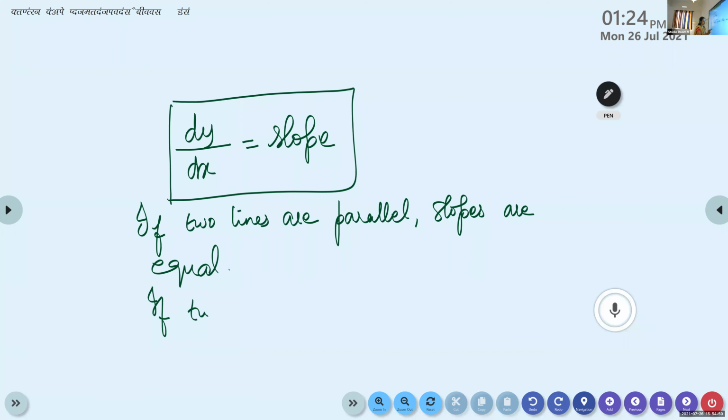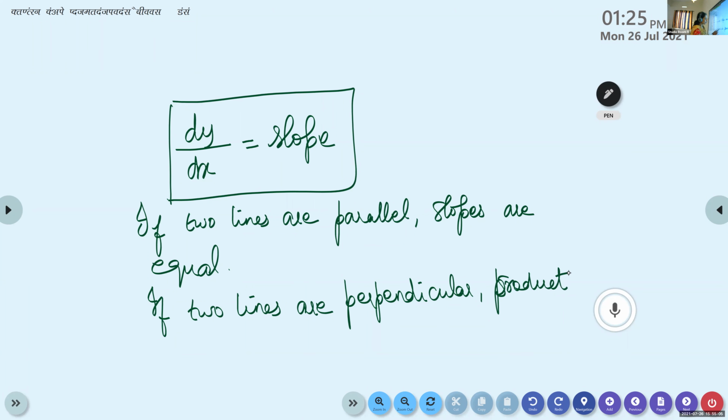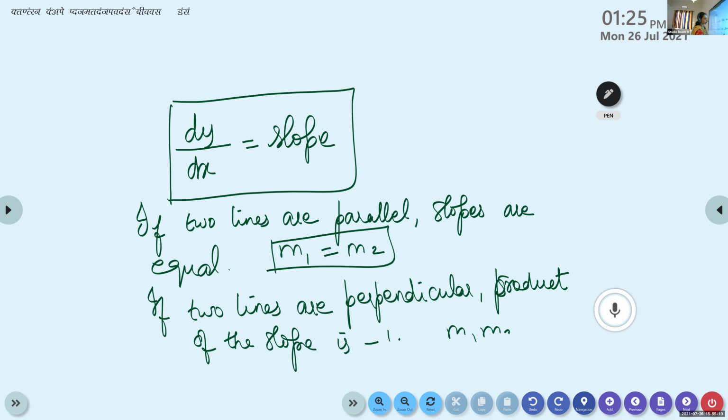If two lines are perpendicular, then the product of the slopes is -1, isn't it? Here for parallel lines we write m1 is equal to m2. Here we write m1 into m2 is equal to -1. If two lines are parallel, slopes are equal. If two lines are perpendicular, the product of the slopes is -1.